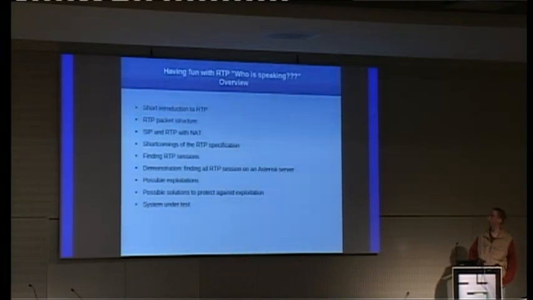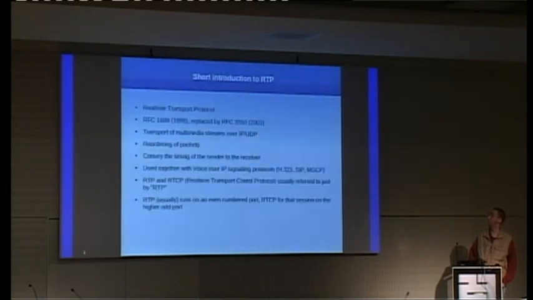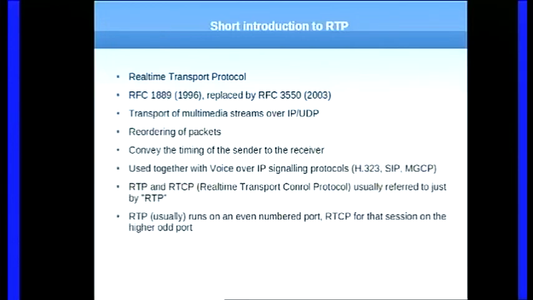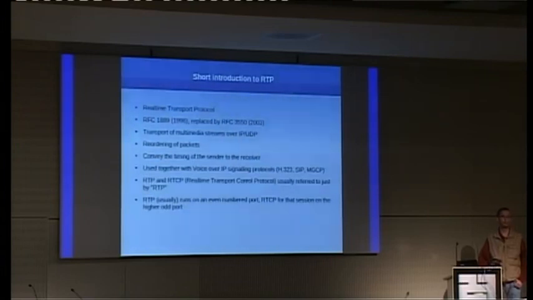We'll dive into a very short introduction to RTP. It expands to the real-time transport protocol. The first version was RFC 1889, and the recent version is RFC 3550, just if you want to take a look yourself at the specification and see what's in there. Basically, it's just used to transfer multimedia streams, maybe audio or video, over an IP network, usually using UDP as a transport layer for that.